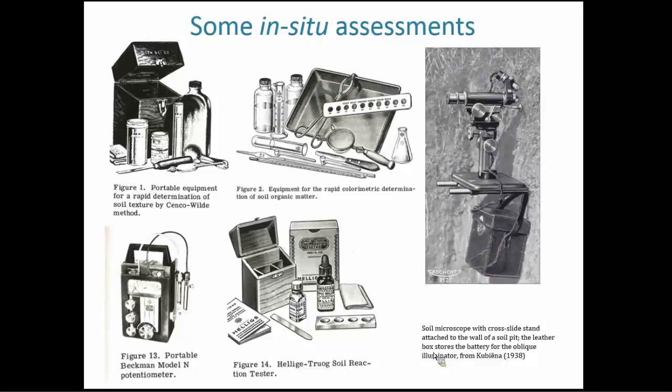Beckman had a portable nitrogen potentiometer that worked reasonably well. And then, of course, many of you know the Helix-Truog soil pH tester, where you had a bit of soil and you added a few things and it colored, and it worked very well. And Truog obviously was from UW-Madison and made a fortune on that little testing kit. And I think that's still being used, I believe.